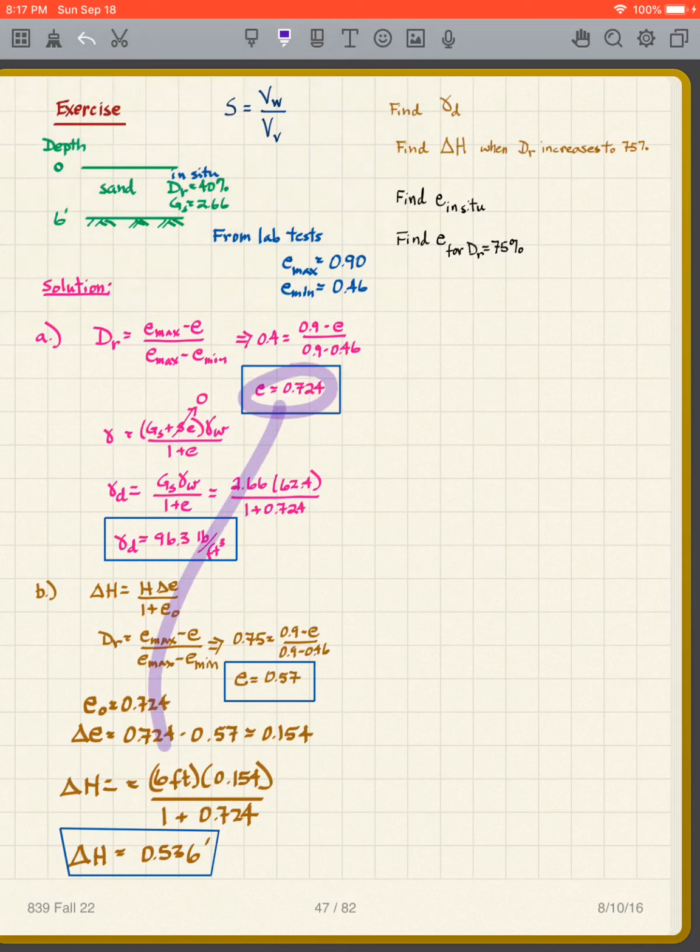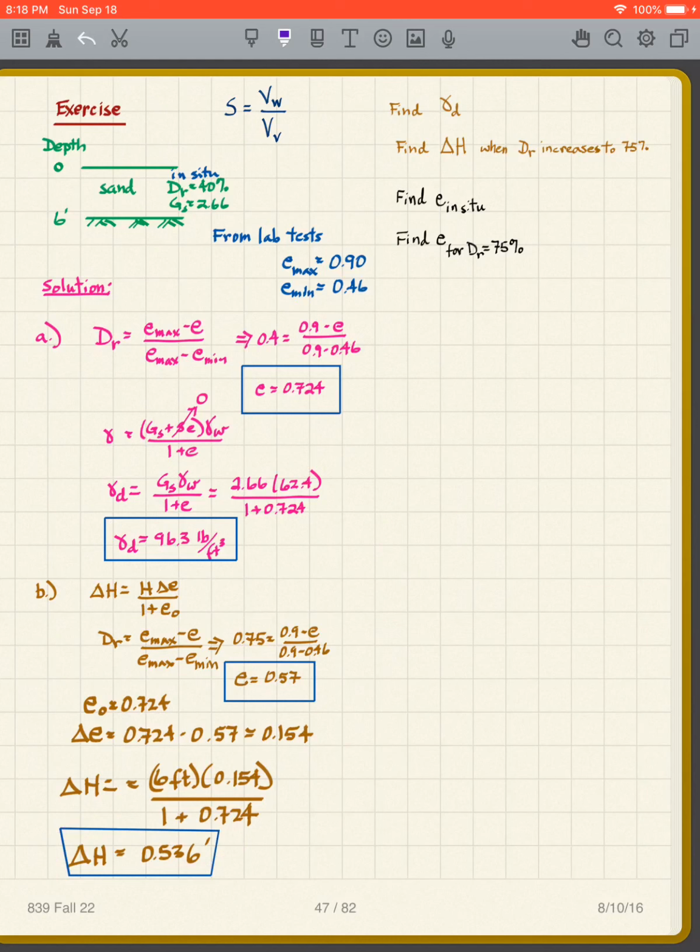So our delta E is going to be the difference between these two. That means our delta E is 0.154. I can then look at this expression here. Our H is 6 feet. That's the original layer thickness. The delta E is 0.154. And our E naught is 0.724. I simply multiply that out. I get delta H is 0.536 feet.